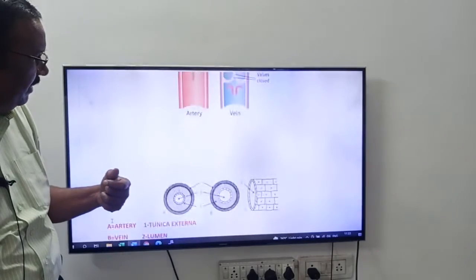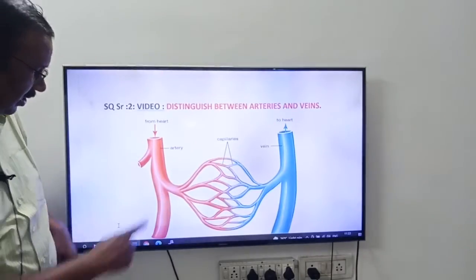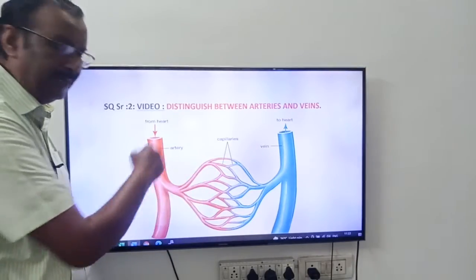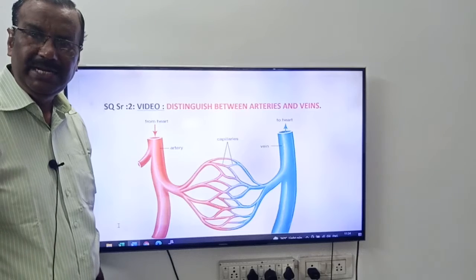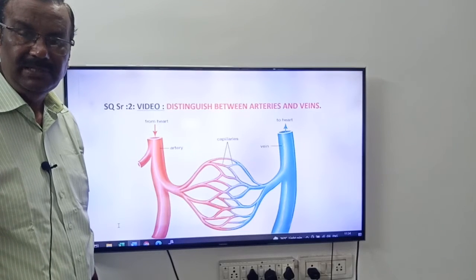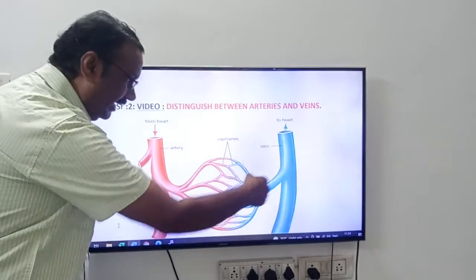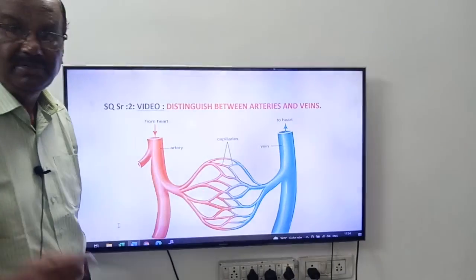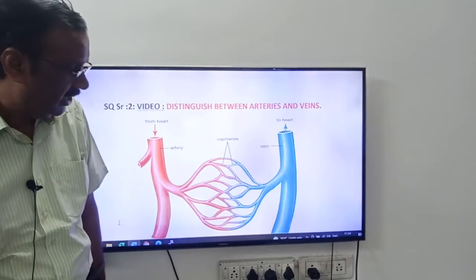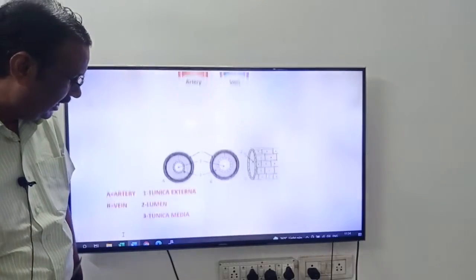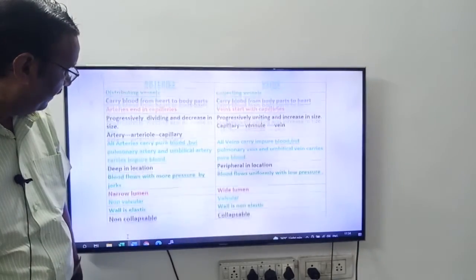Here you see friends in the image. Arteries end in capillaries. Being a biology student, being a zoology student, you must know this one friends. Arteries end in capillaries, whereas veins start with capillaries. Simple definition, difference friends: arteries end in capillaries, veins start in capillaries.